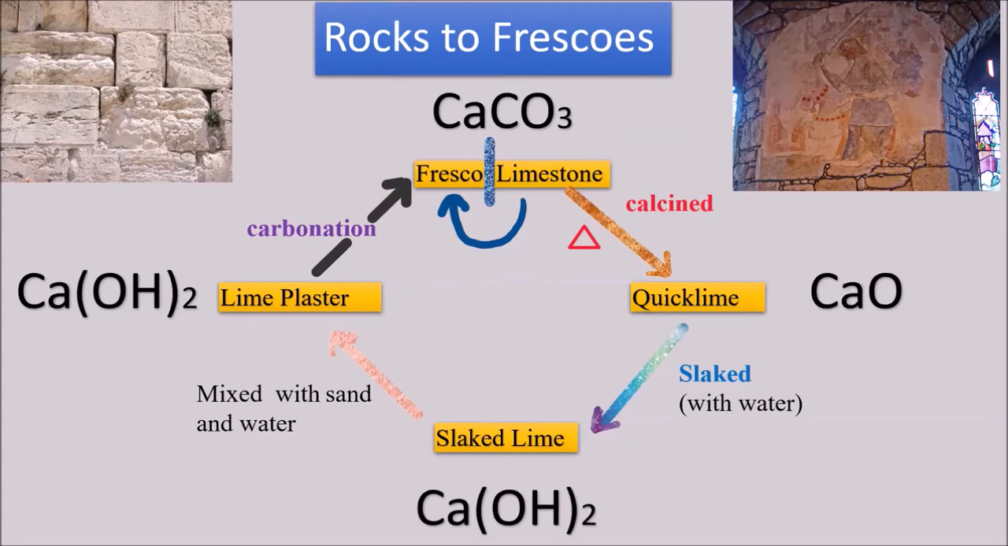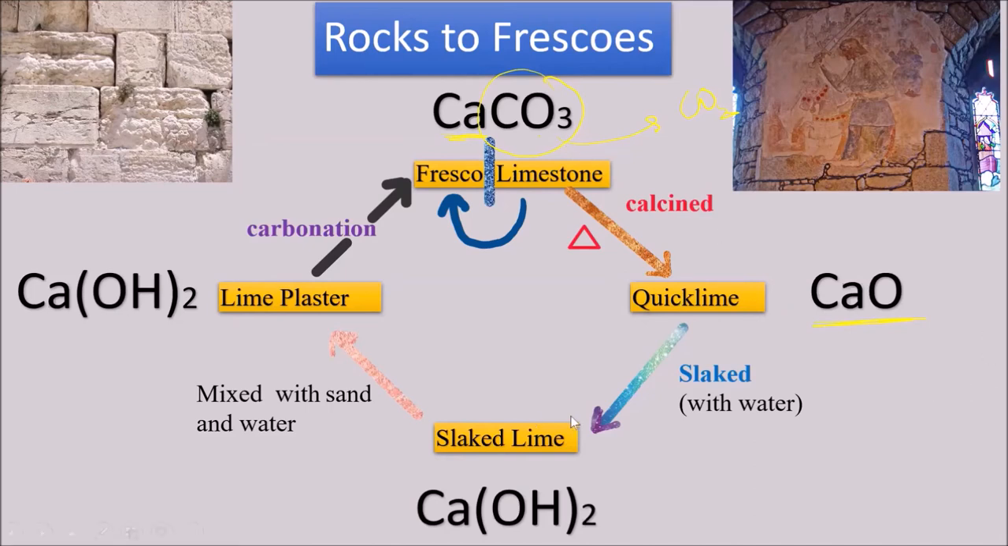Limestone is calcined, which means it is heated at a very high temperature, and in the process it loses its carbon dioxide. If you see here, CO2 is removed and what is left is Ca, the calcium atom, and oxygen, CaO, calcium oxide. So it is heated at a very high temperature to get this quicklime, calcium oxide.